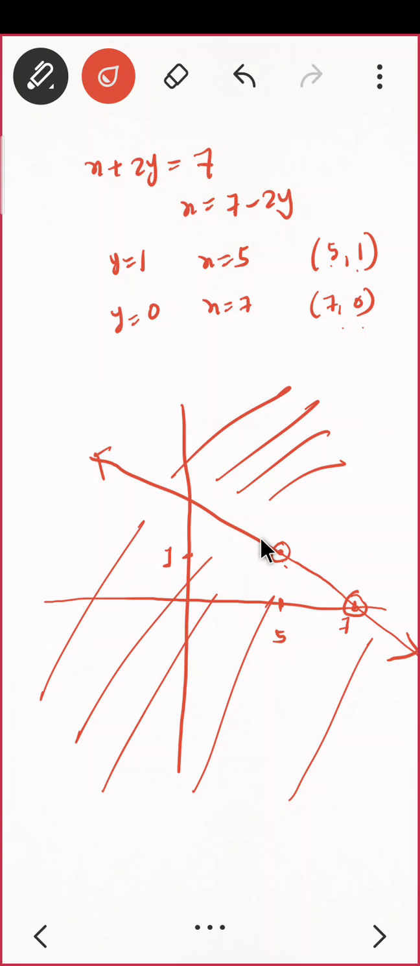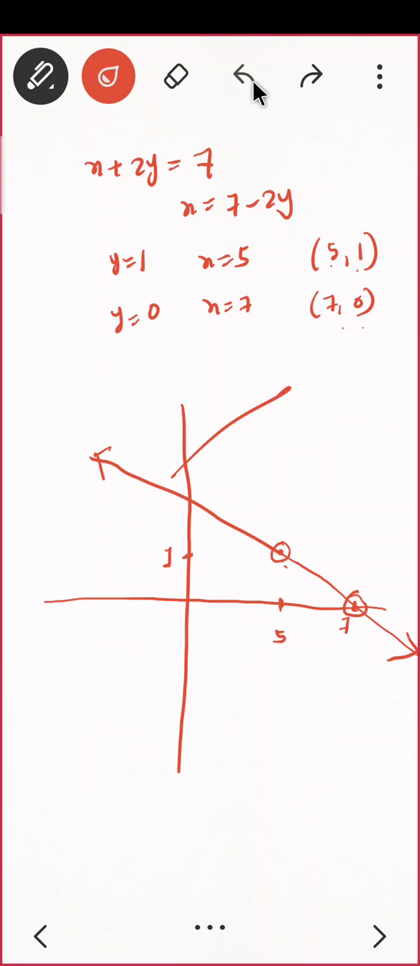This straight line divides your plane into two regions. One is this region and one is this region. Is that okay? Now, to differentiate which region is where, we will say the region which is on the origin side will say like this. Origin side means what? I'm talking about this region.